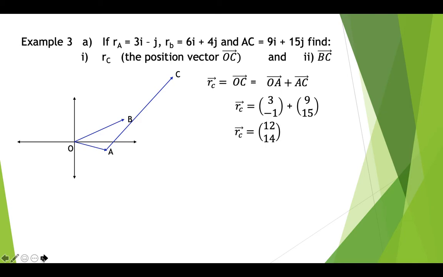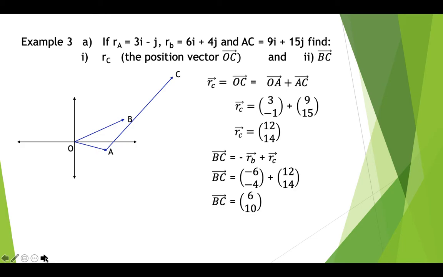BC now we can find, and again make sure you agree, so to go from B to C, we want to make sure that we've got negative B plus C to get our nose to tail. Add them together and we work out that BC is (6, 10).